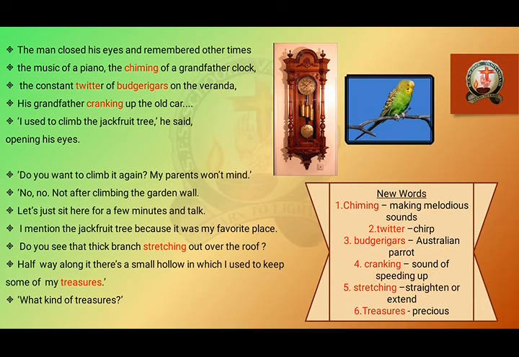And here you can see the new words. Chiming, which means making melodious sounds. Second, twitter, which means chirping of a bird. Third word, budgerigar, which means an Australian parrot. Fourth word, cranking, which means the sound of speeding up a car. Fifth word, stretching, which means straighten or extend. And sixth word, treasures, which means precious. So these are the new words in this slide. I'll repeat again: chiming, twitter, budgerigars, cranking, stretching, treasures. Okay children, we'll move on to the next slide.